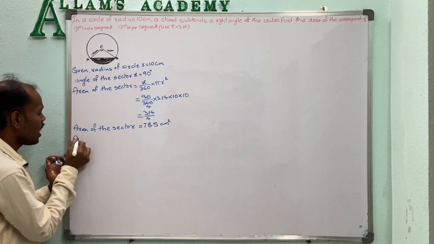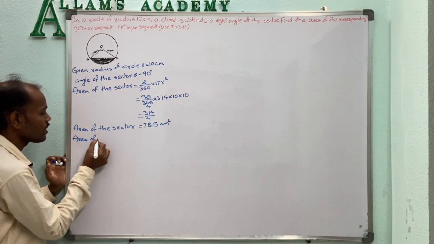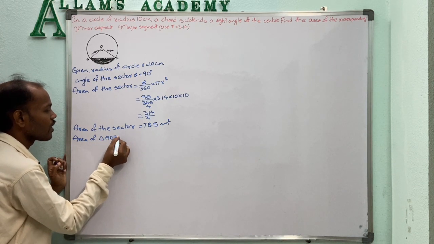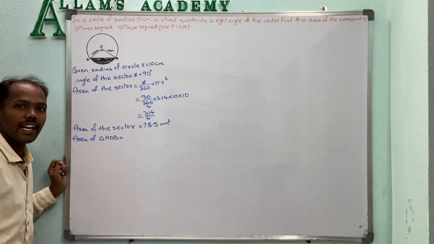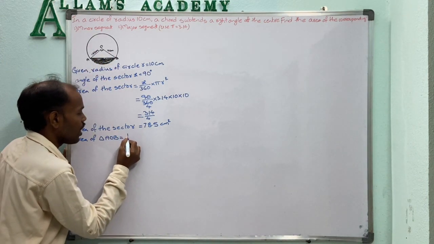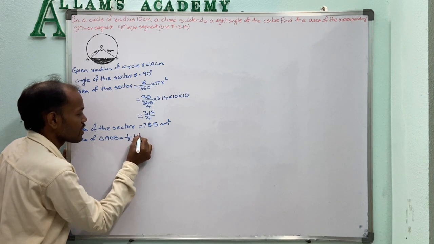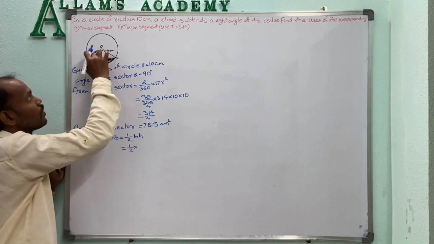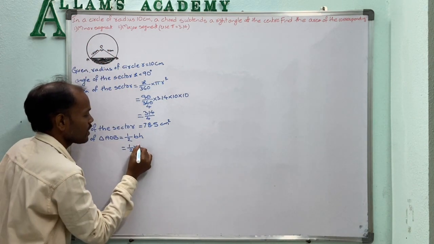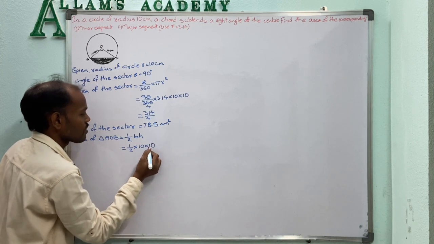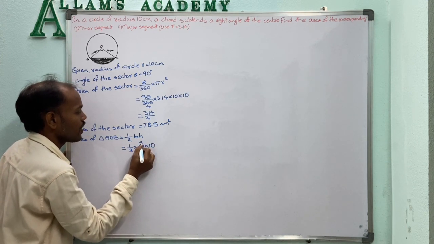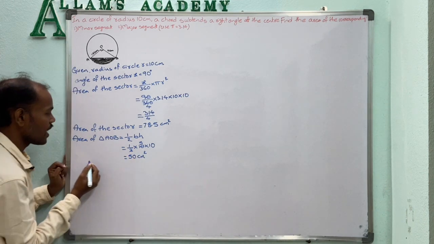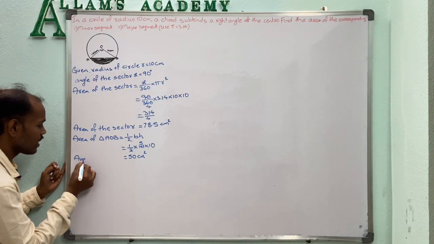Next, finding the area of triangle. So area of triangle AOB equal to, so it is a right triangle. Right triangle area is half into base into height. So here the base of the triangle is OA, that is 10 centimeters, and the height OB is also 10. So 2 ones are 2, 2 fives are 10, that is nothing but 50 centimeter square. It is the area of triangle AOB.